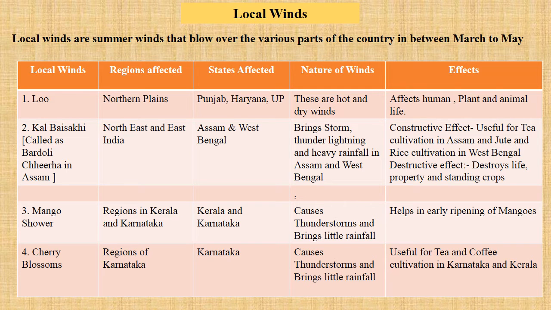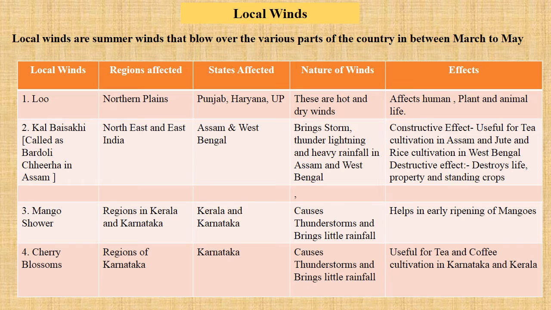Now let's study local winds. Children, if you remember, we had learned different types of wind. The trade winds, the permanent winds, westerlies, local winds and periodic winds. So we are going to study local winds that blow in India. In summer season, we have some local winds which blow in different parts of our country in March to May month. Let us see the first local wind.